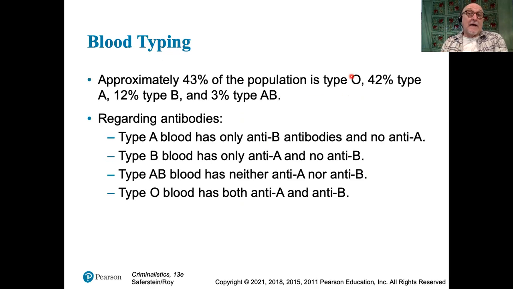So when we look at the population in general, about 43% of the population is type O, 42% is type A, 12% type B, 3% type AB. AB is the least common of all. And this, just to remind you, type A produces anti-B antibodies. Type B produces anti-A. Type AB doesn't produce any antibody to A or B. Type O produces both anti-A and anti-B.